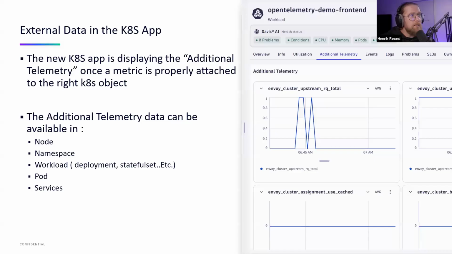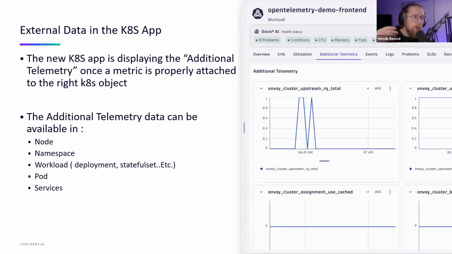The first updates I was referring to at the beginning is the fact that our Kubernetes application has a new additional telemetry tab. In fact, this tab appears only if there are metrics attached to that object. So here we're looking at it from a workload perspective, and in our case, there are additional metrics attached to that workload. So the tab is displayed, and you may ask yourself, how do I get the data back there?